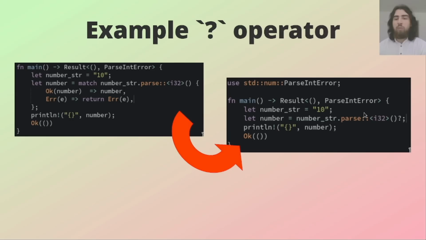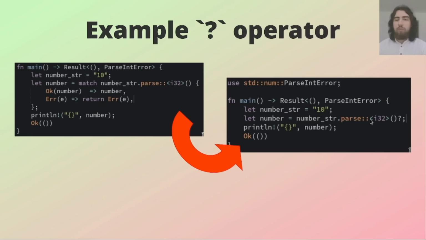meaning in case this succeeds and it returns an OK with the value, in this case 10, but parsed as an integer, then it will just assign it to this variable, meaning number will then hold 10 as an I32. In case this fails, then it will return a parse int error as defined in the parse method.